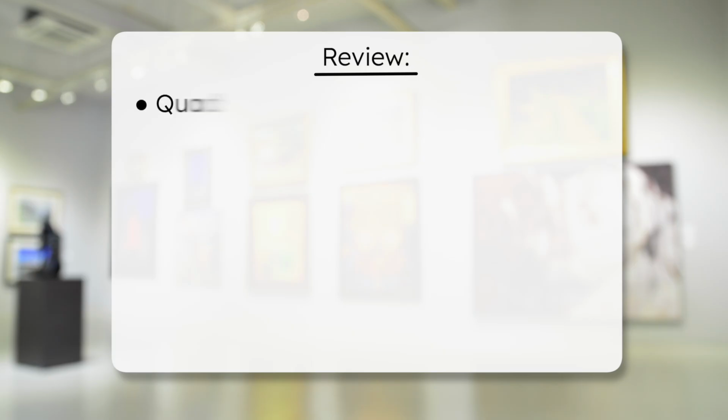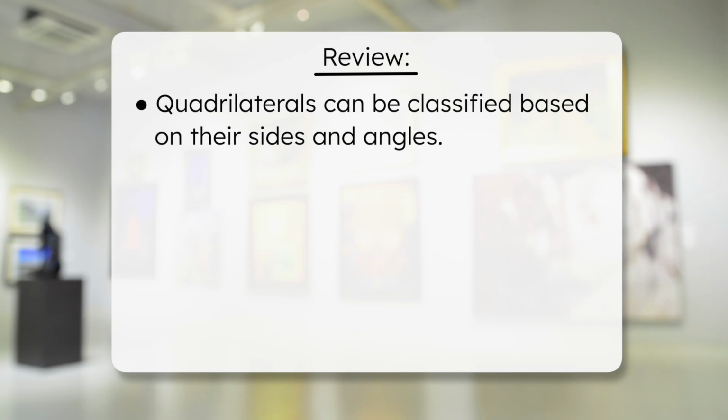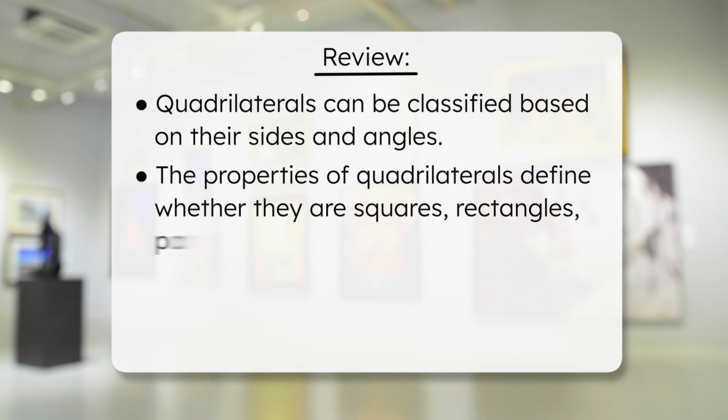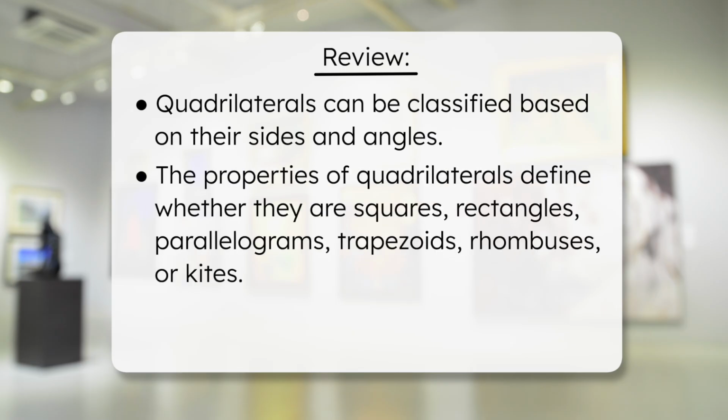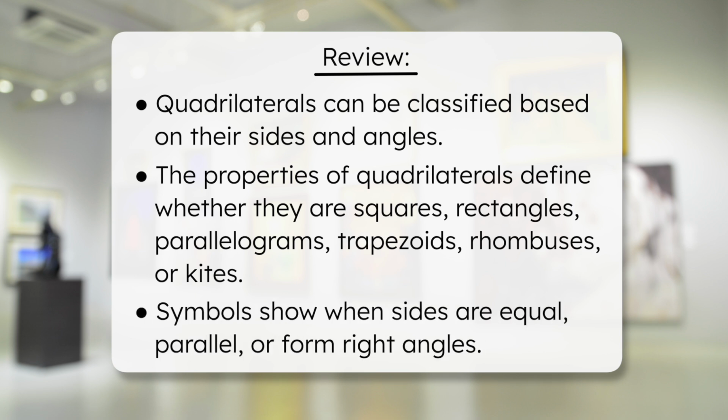So, what have we learned today, besides the fact that 4-sided shapes make some seriously bold artwork? Well, now you know that quadrilaterals can be classified based on their sides and angles. You also know how to identify the properties of quadrilaterals that define whether they're squares, rectangles, parallelograms, trapezoids, rhombuses, or kites. And you know that different symbols show when sides are equal, parallel, or form right angles. Be sure to complete the practice questions and extension activities that go with this lesson to practice working with quadrilaterals.